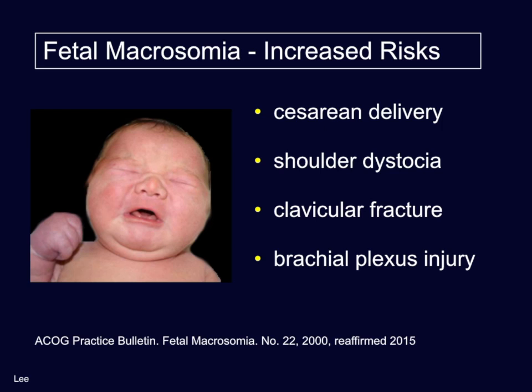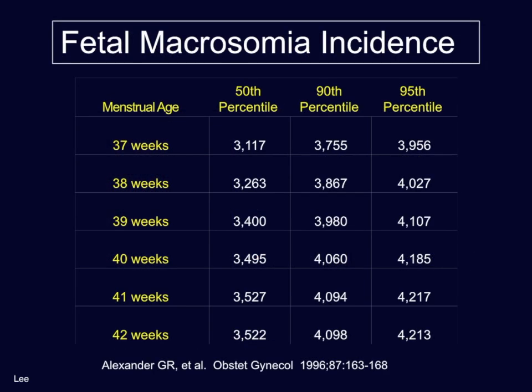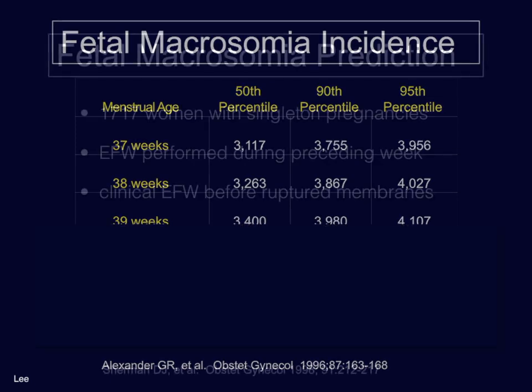Macrosomia implies a birth weight greater than a specific weight, such as either 4,000 or 4,500 grams. Another way to define macrosomia is based on the 90th or 95th percentiles, based on population-based standards such as this one from the National Center for Vital Statistics. This data consists of 1991 U.S. live births, including 3.8 million fetuses delivered between 37 to 42 completed weeks of gestation.